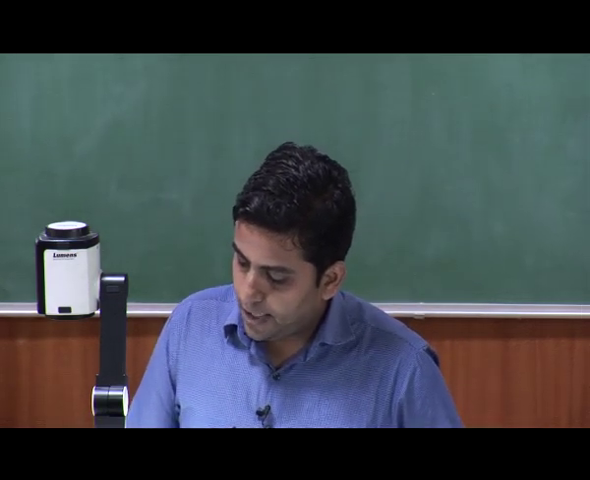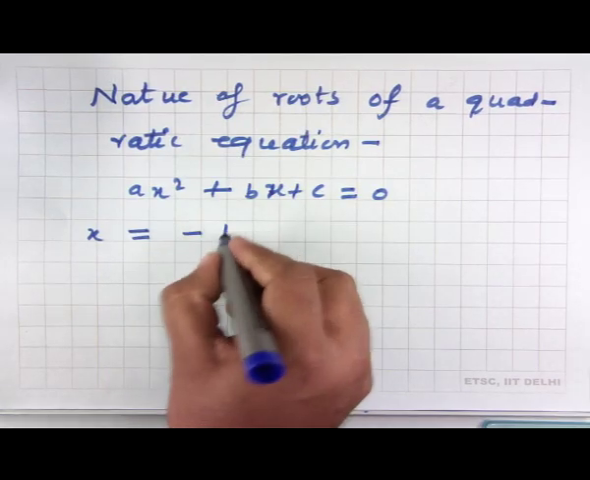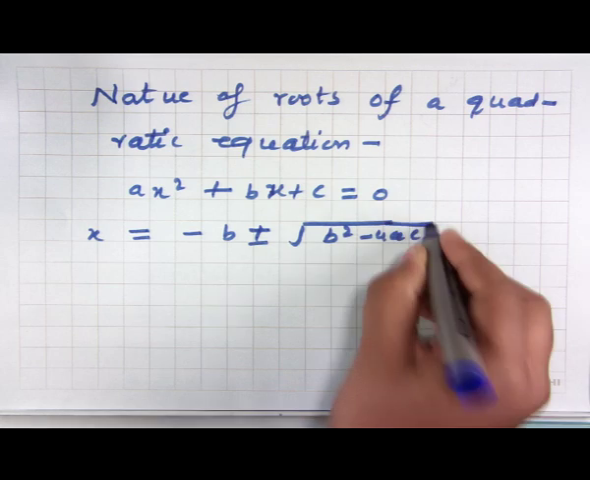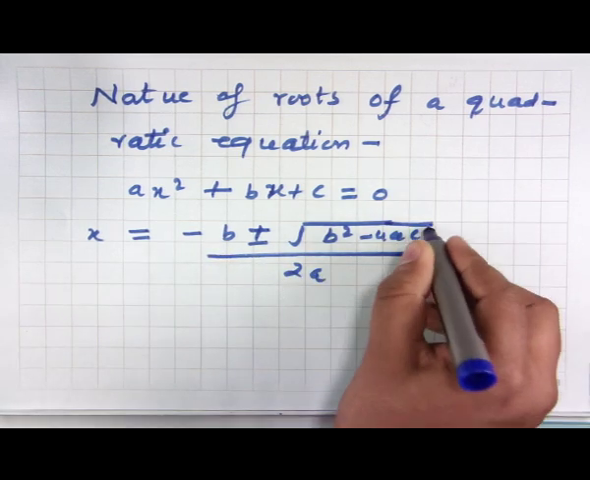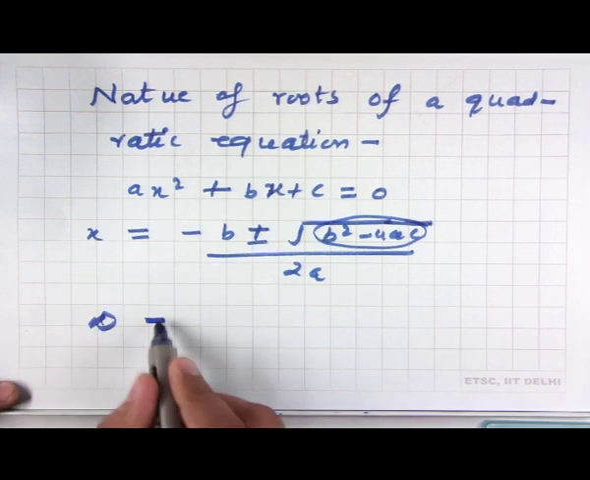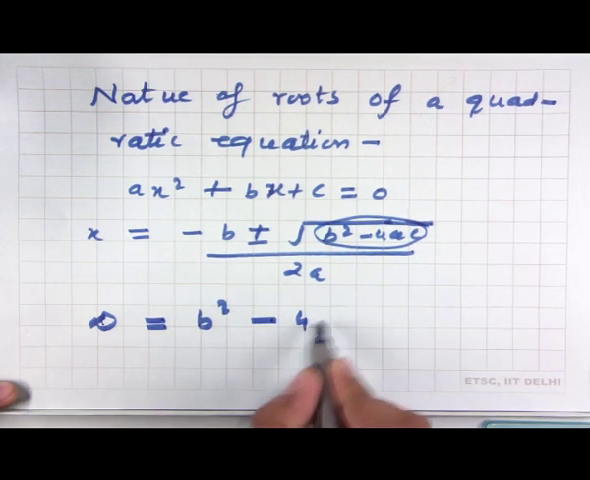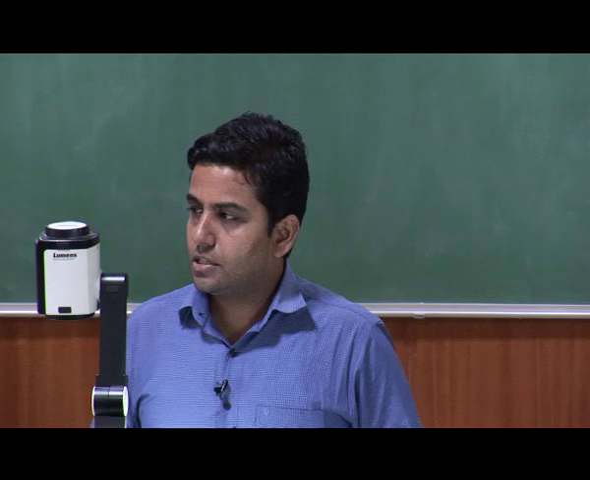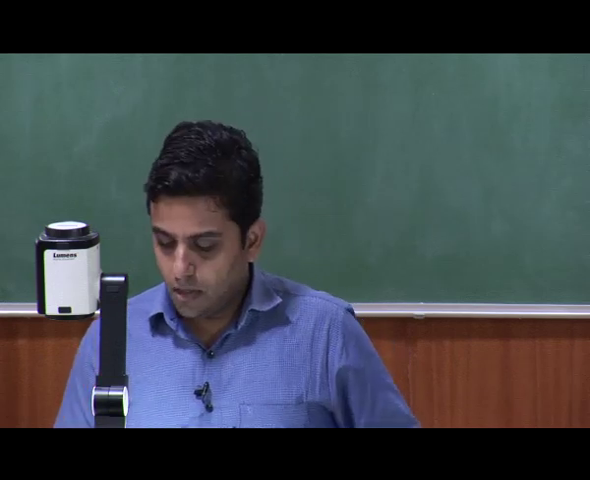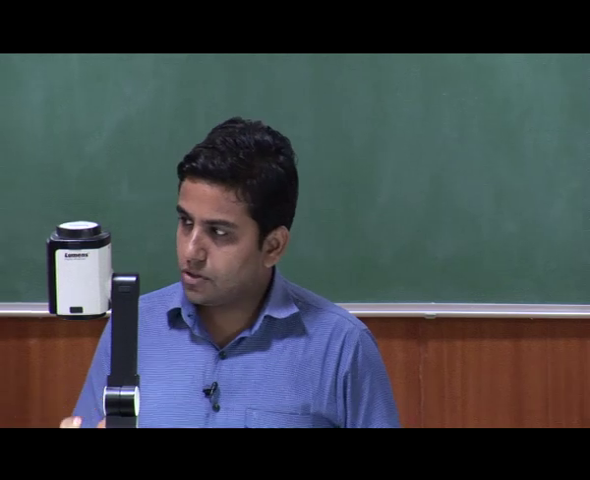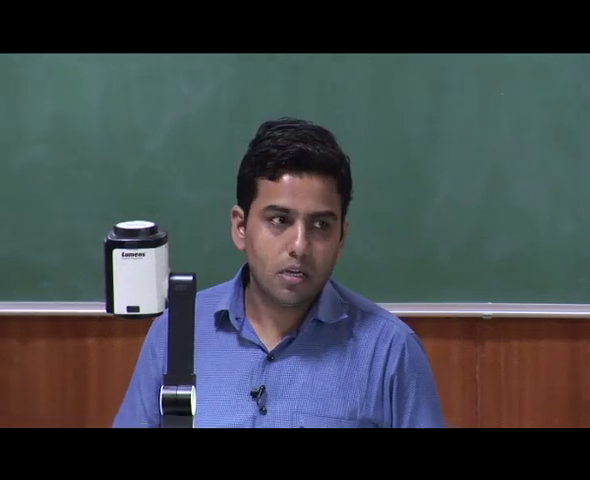The roots are x equals minus b plus minus under root b square minus 4ac over 2a. Here the expression b square minus 4ac is called the discriminant, D equals b square minus 4ac. The nature of the roots will depend upon the value of the discriminant. If D is positive, negative or 0, we can find out the nature of the roots.